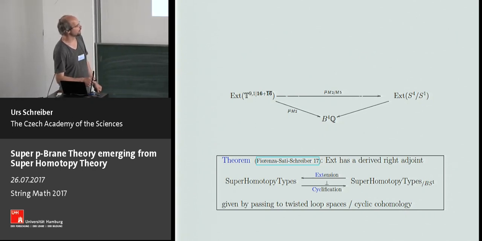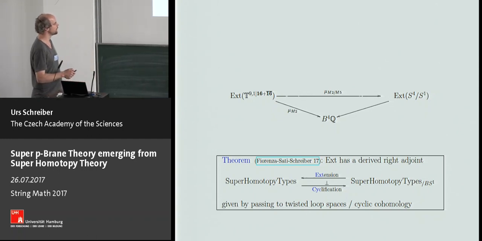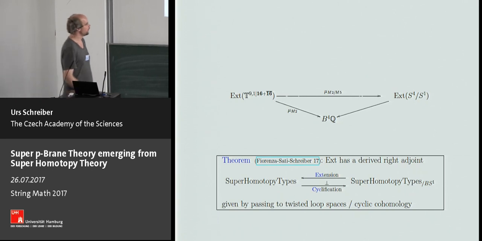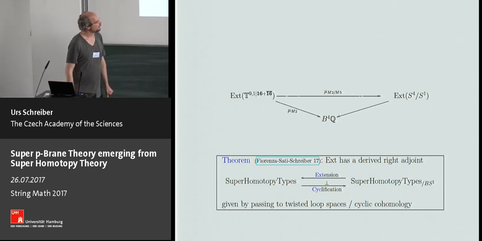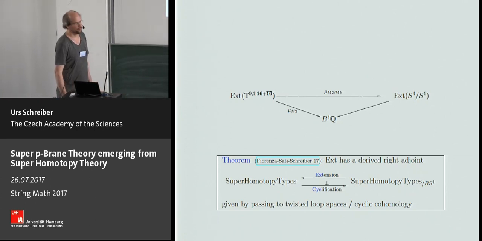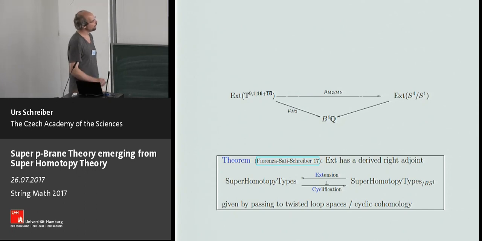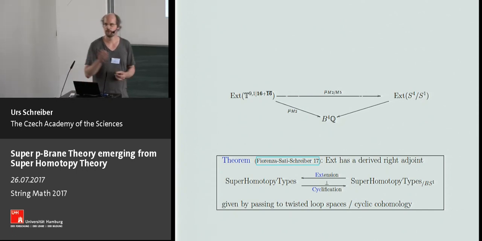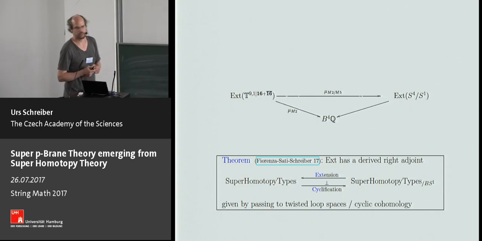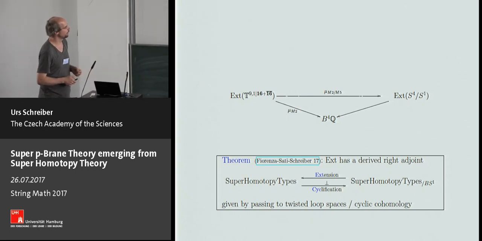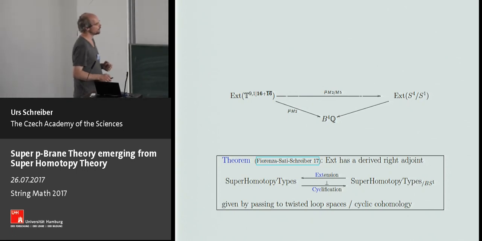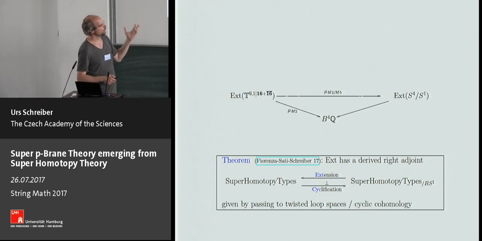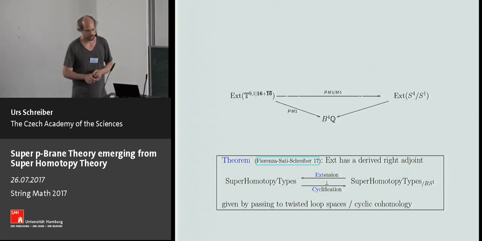This is super homotopy types equipped with a map to BS1, and our extension process, forming homotopy fibers, is this functor here. This turns out to have a derived right adjoint, and the derived right adjoint, one can work out, acts by cyclification. It forms free loop spaces, homotopy quotiented by rigid rotation of loops, which in the string theory literature is often called the twisted loop space. On cohomology, this means it takes a space with some cohomology to the corresponding cyclic cohomology.